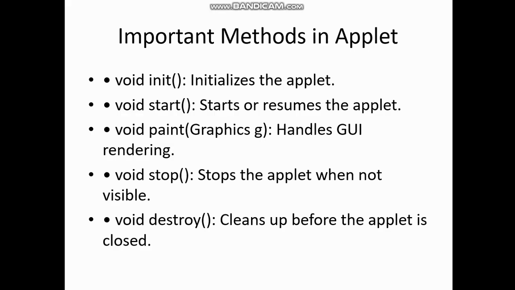The next method is paint. It has an argument, Graphics g. Graphics is a class and g is an object. It handles the GUI rendering. The next method is stop. It stops the applet when it is not visible. The last one is destroy. It cleans up before the applet is closed. These are the important methods in an applet.